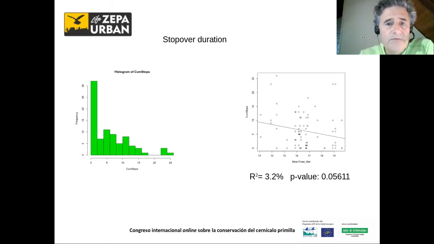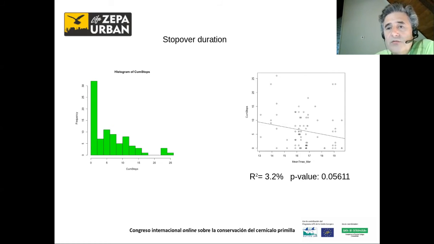What about stopovers? In the graph on the left, you can see the distribution of stopovers. So we have birds that do not stop during migration. Approximately 1/3 of the trips are of birds that don't stop, going in just one go. And at the same time, we have birds that stop for a variable number of days that go from 1 up to 25 days during migration.